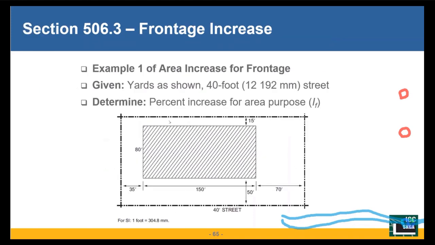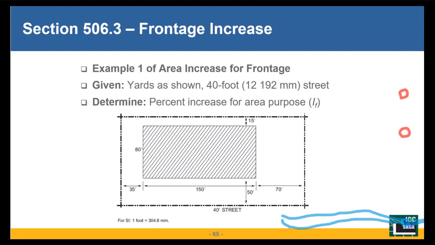And here's an example. Yards as shown is basically 40 feet. The width of the street is 40 feet. Determine the percentage area increase of the building proposed. We have 70 feet, 15 feet, 50, 35, and so forth.